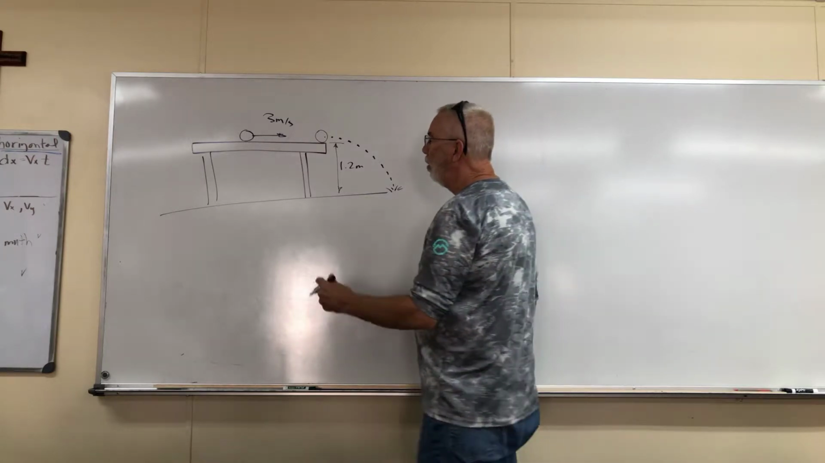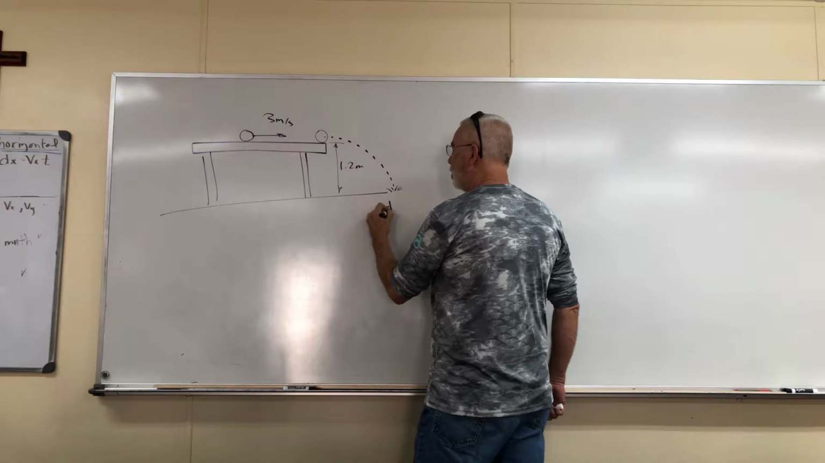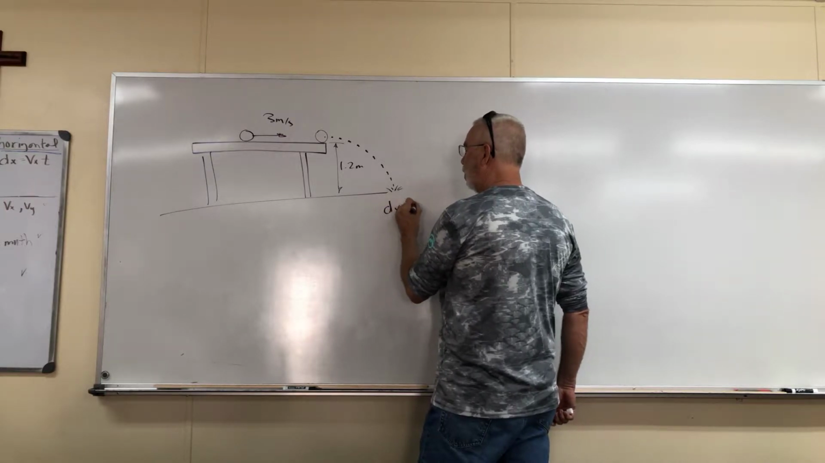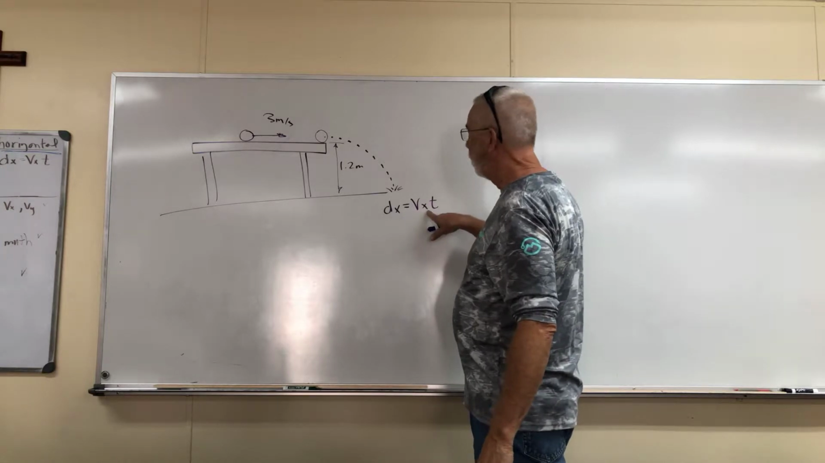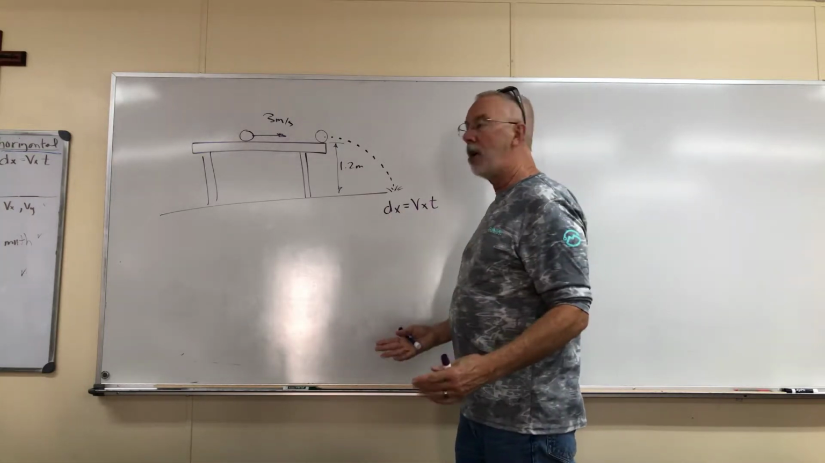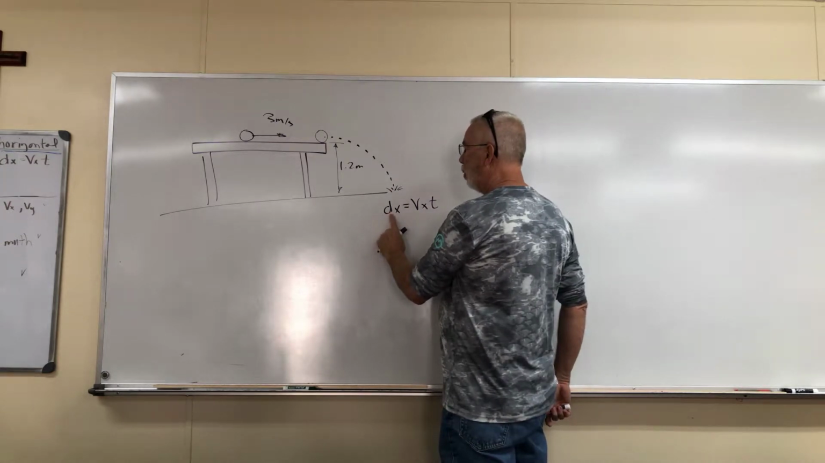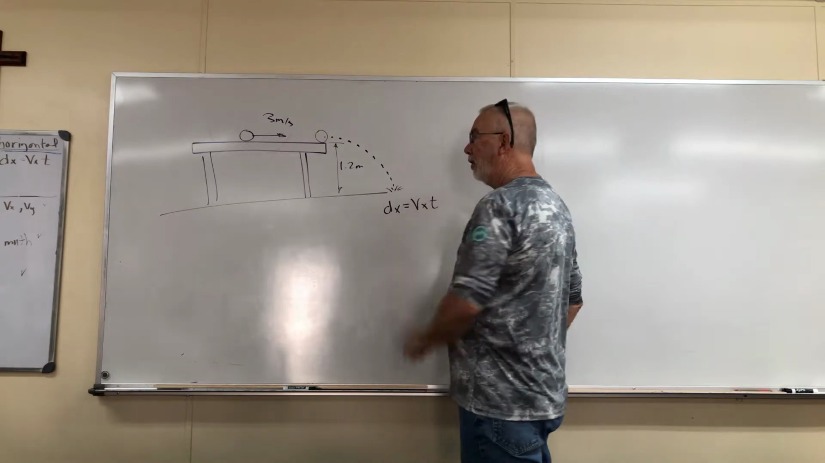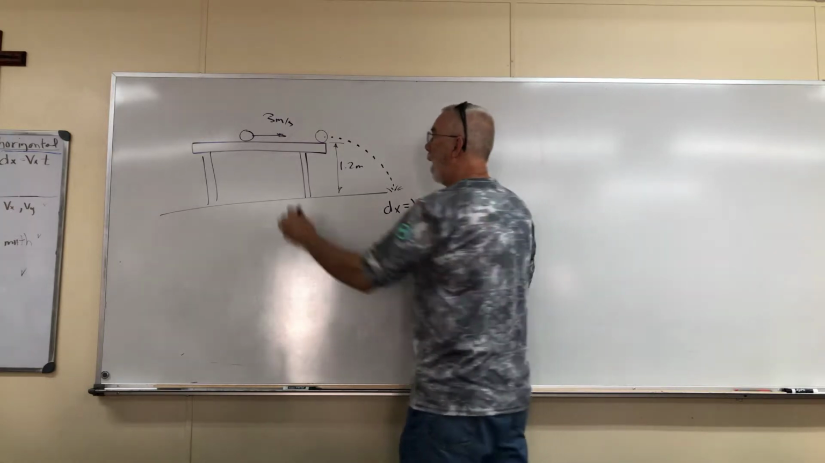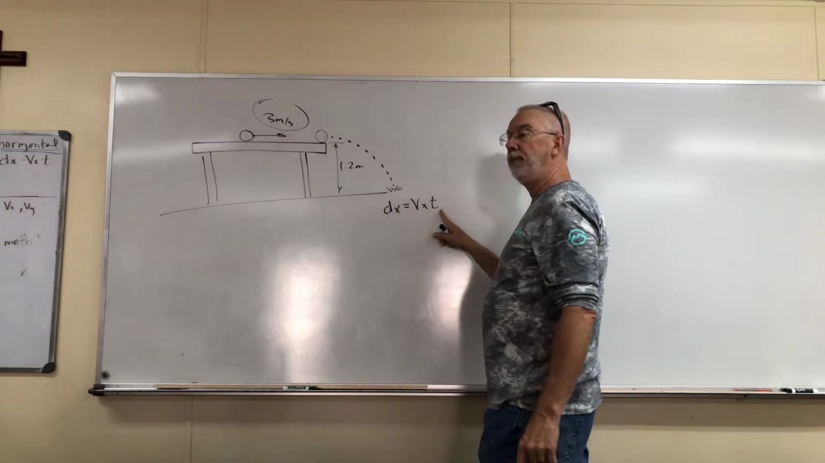We need to know that the formula for horizontal says that d sub x is equal to v sub x times t, where x is the subscript that indicates that it's horizontal motion. So the distance that it travels horizontally is going to be based on the velocity that it's traveling horizontally, which happens to be this value right here, times the time.